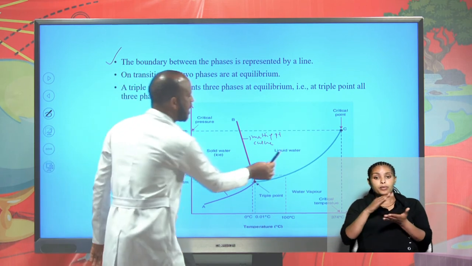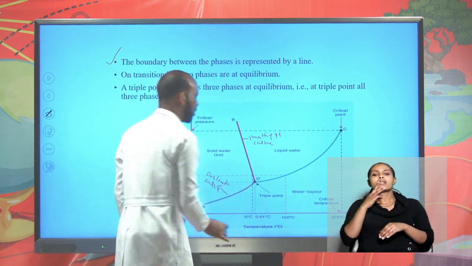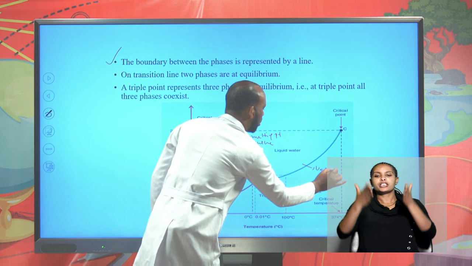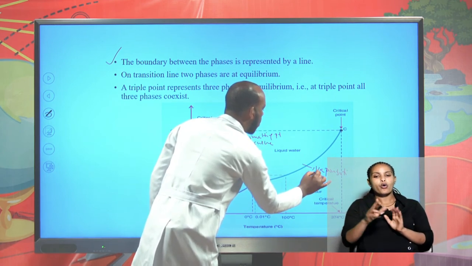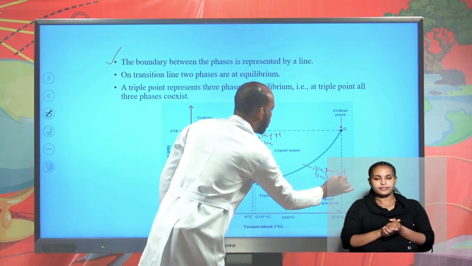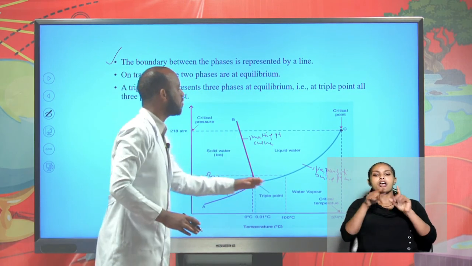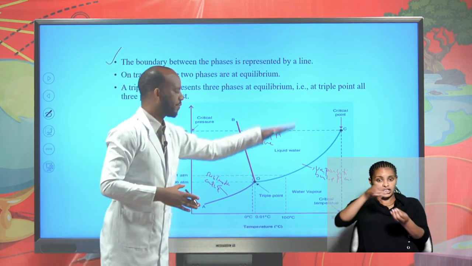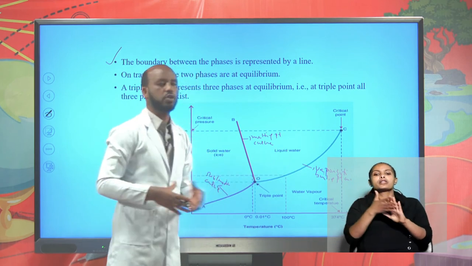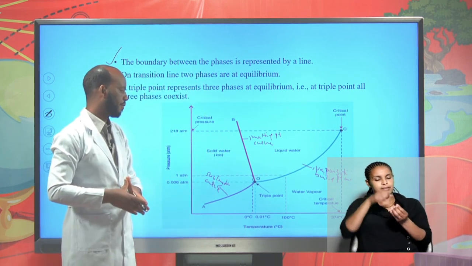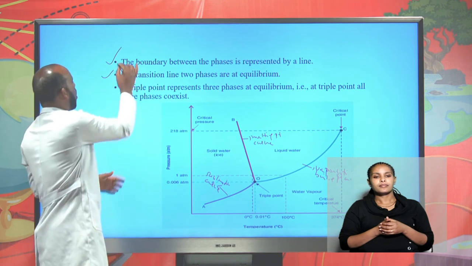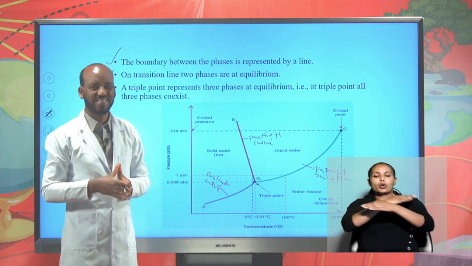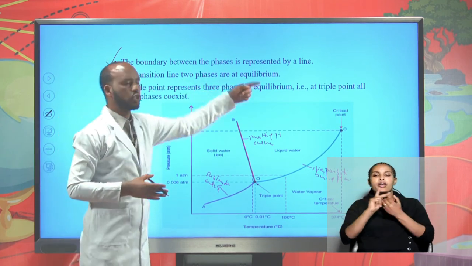The boundary between liquid water and water vapor is the vaporization curve, or boiling point curve. It has a positive slope. What does this mean? As pressure increases, the boiling point of the liquid also increases. On a transition line, two phases are at equilibrium.